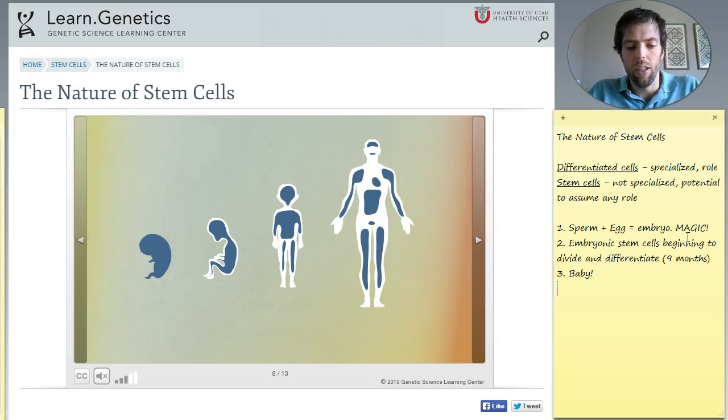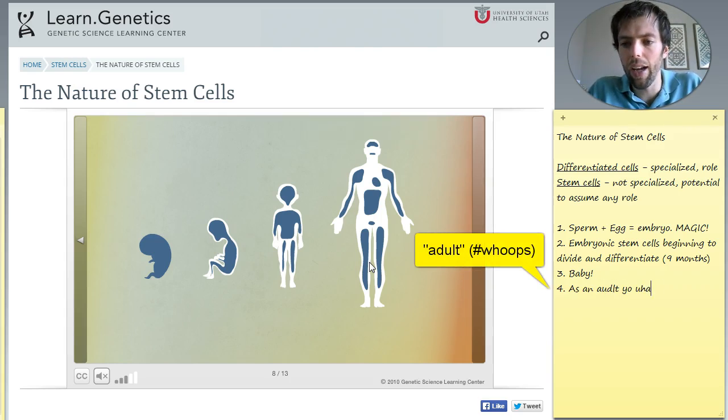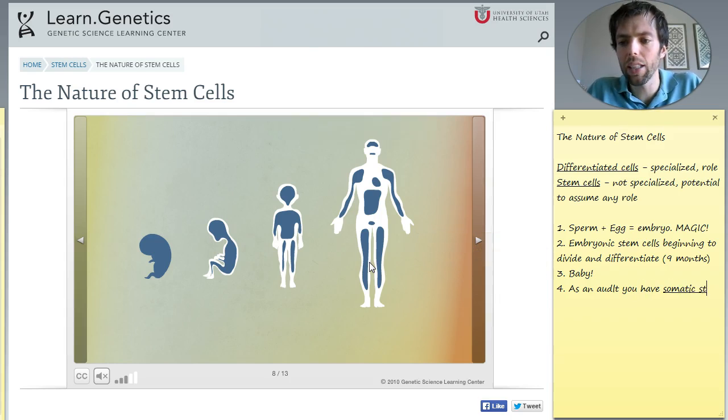Ta-da! And the thing that they're showing here with this slide is that even after you become an adult, though, there are actually stem cells inside you. And so as an adult, you have something called somatic stem cells. And these are used for growth and repair.